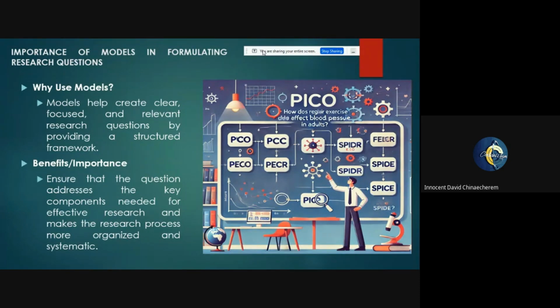And the benefit is that it ensures that the question you're looking at addresses the key components that you really need for effective research, and makes the research process more organized and systematic.